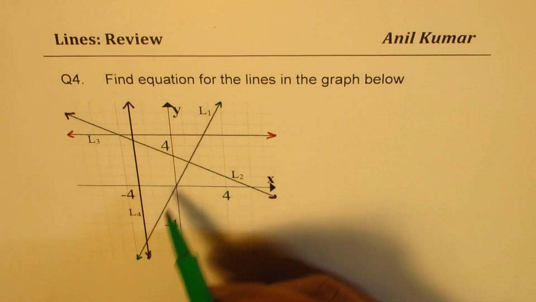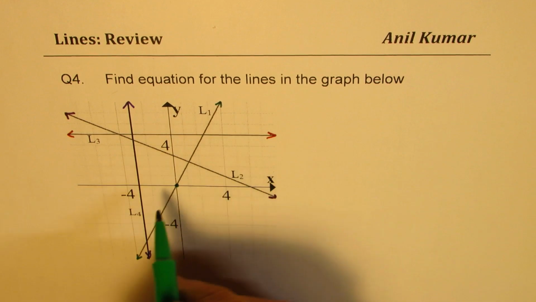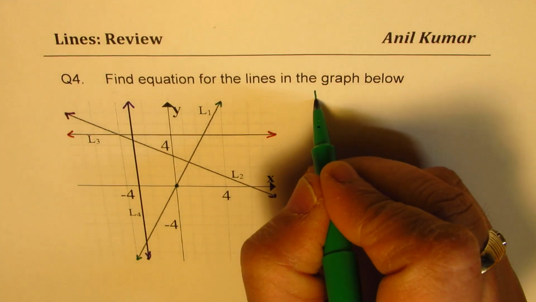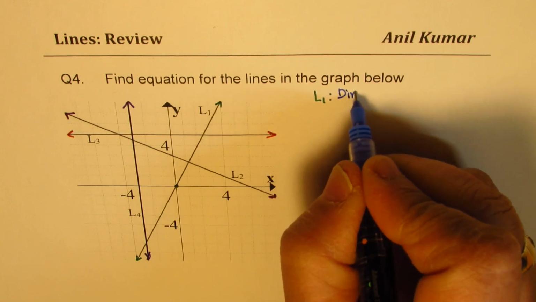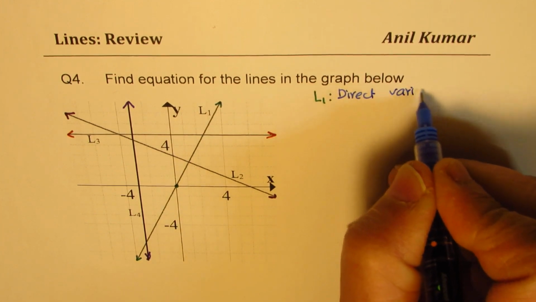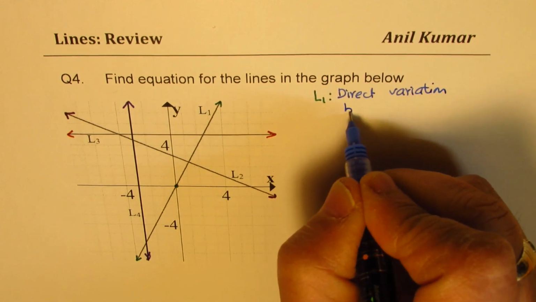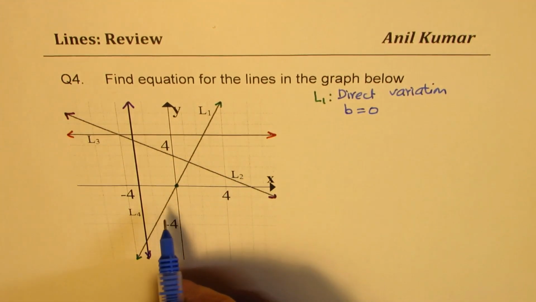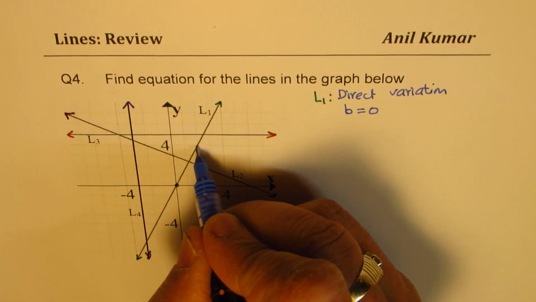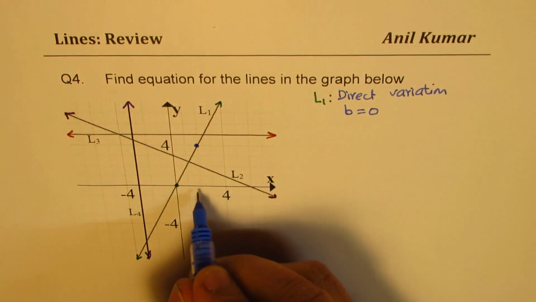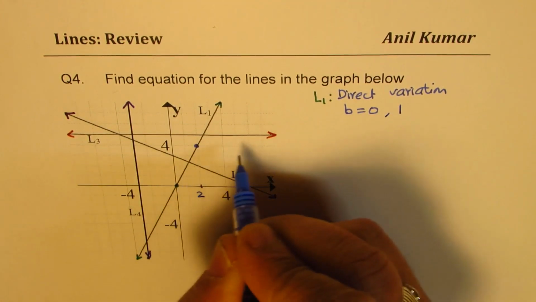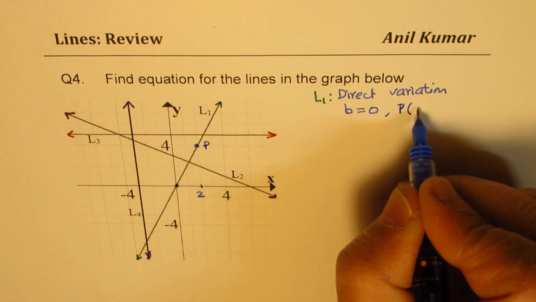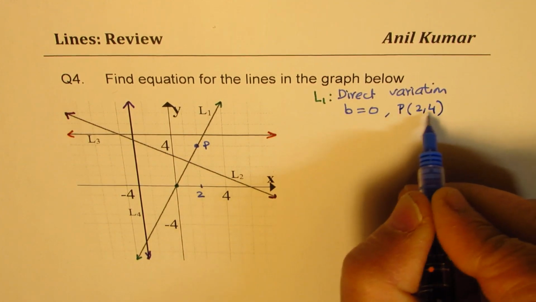Line number 1 is the line which goes through the origin. Since it goes through the origin, this is a direct variation, right? The value of b is equal to 0. Let's find the slope of this line. I'm taking a point here, which is for x value of 2, y value is 4. So we have a point, let's call it P, which is (2, 4). That will give us the slope.